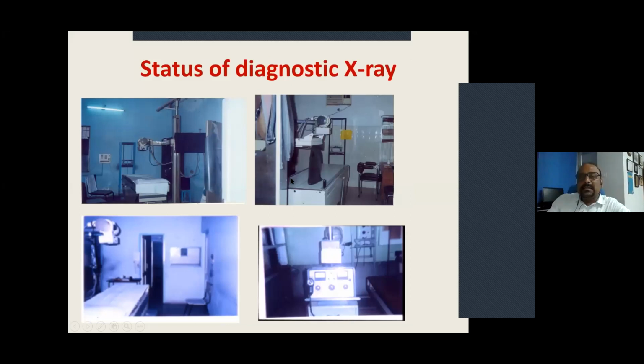As in the beginning I told you, the exposure from man-made radioactive sources is mainly from diagnostic X-ray. This is the external audit which we did long back in the radiology department. We surveyed 100 machines, and you can just see the condition of the X-ray room. There is no safety. One technician used to sit here and expose the patient, and there are no barriers.